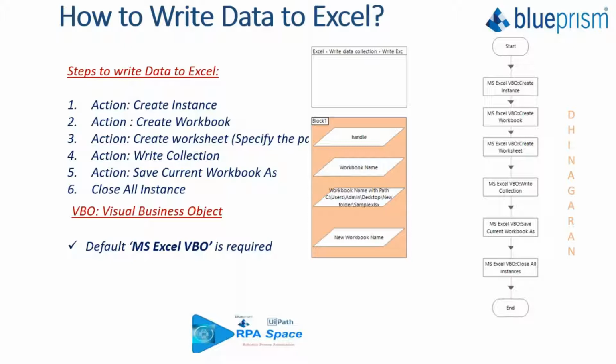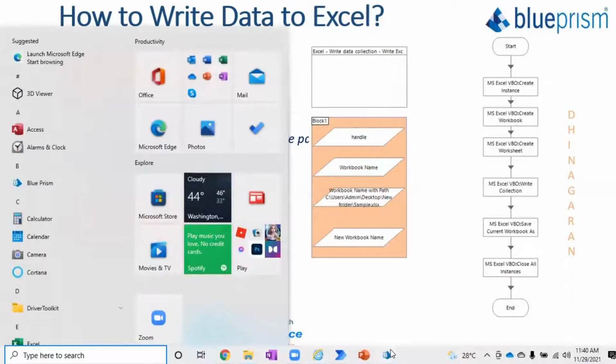All these actions are linked to the MS Excel VBO, which is one of the important VBOs available by default in Blue Prism when you install it. In case you don't have the MS Excel VBO installed in your Blue Prism, I've given you in the previous video how to import it into your Blue Prism environment. You can check out our video and find that. Right, without getting delayed, we'll jump back to our practical session and see how this exact operation can be performed.